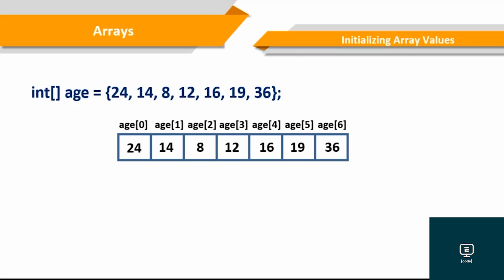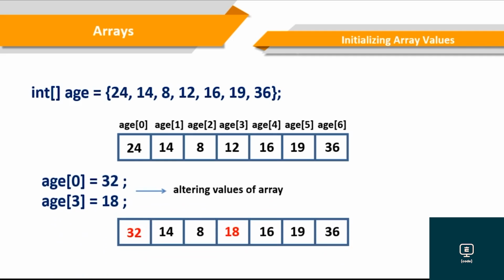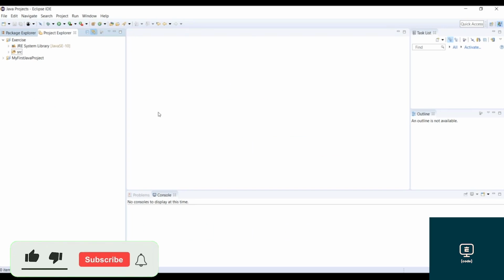Also, we can easily access and alter array elements by using a numeric index. In our example, we alter two values of the age array at index 0 and at index 3, and the new array values are located in the new area. Okay, so let's try to understand Java arrays with a few examples.